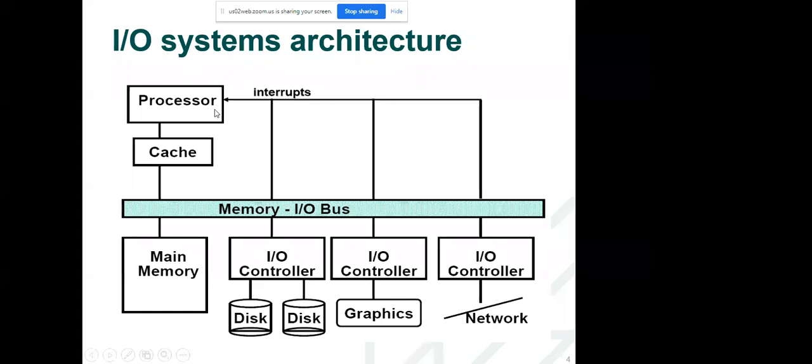So this is the architecture. Here the processor is there, the memory bus is there, and here you can see the input output controller. This controller means interface. Clearly, these are the interfaces.